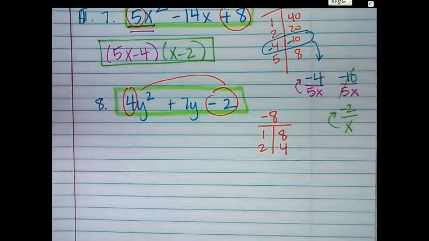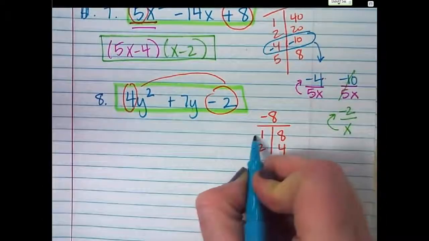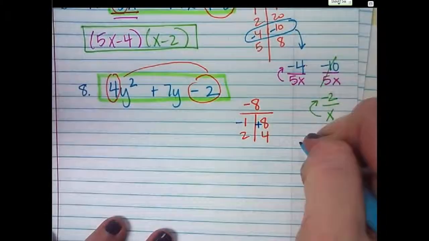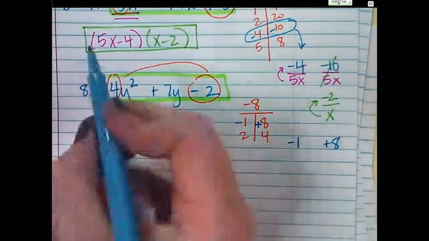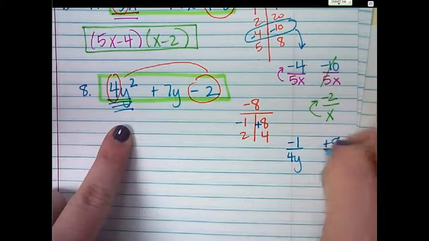So which pair adds to give me positive 7? Oh, did I do something wrong? Oh, no, I didn't. Yeah, 1 and 8. Which one's positive? The 8. So positive here and negative here. And then I just write them off to the side: negative 1, positive 8. And I divide by this right here, 4y. Divide by 4y. Divide by 4y.